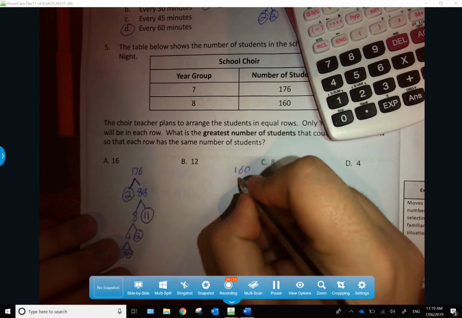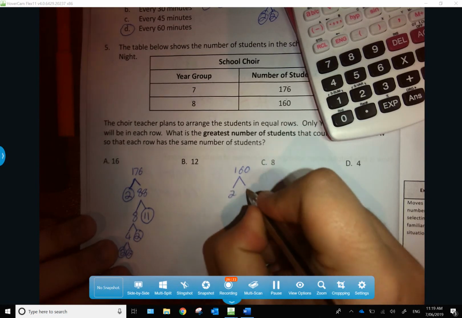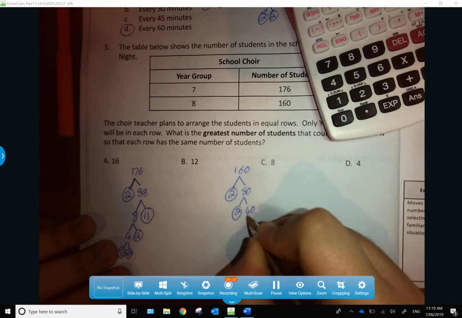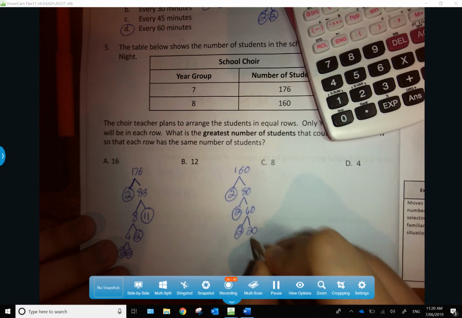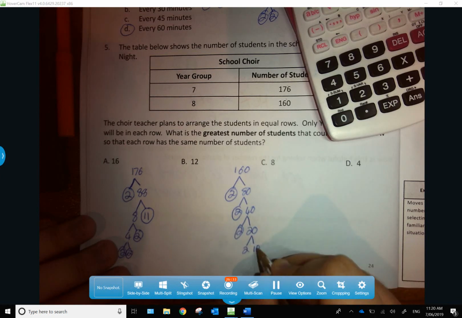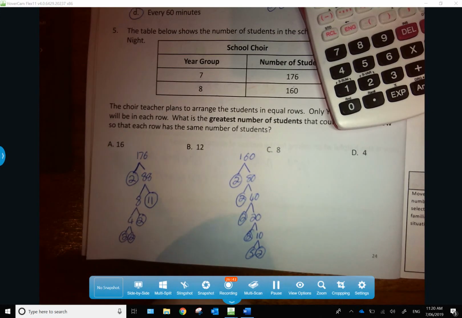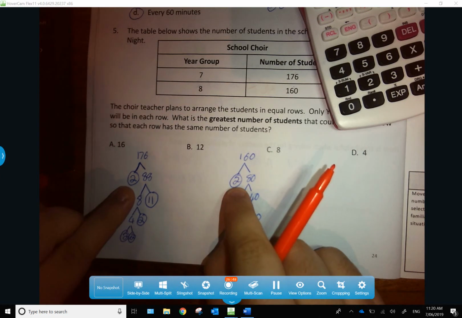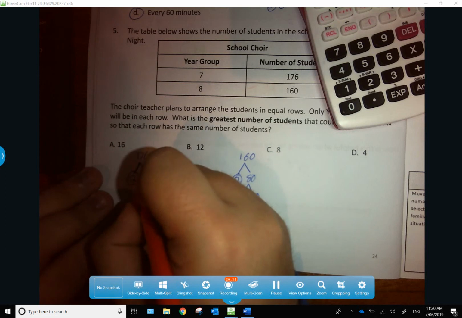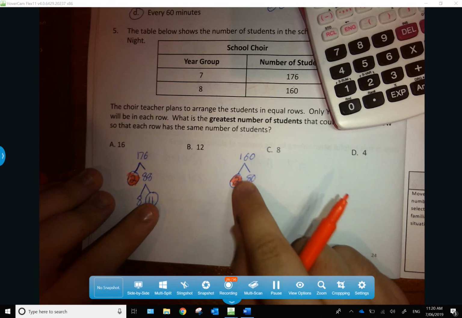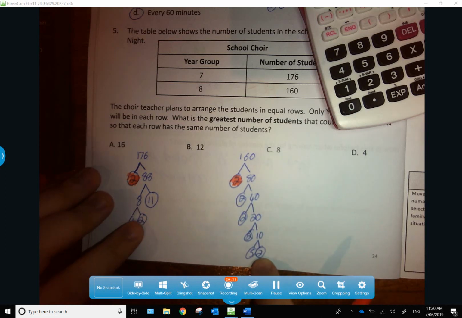Let's do 160. Well, 160 is the same as 2 times 80. And 80 I could break down into 2 times 40. 40 I could break up into 2 times 20. 20 can break down into 2 times 10. 10 can break down into 5 times 2. Okay. Look at this. Now I can find the highest common factor. What did we do next? We highlighted all the common pairs. So look at all the bubbles and try to find the common pairs. Is there an 11 in this other tree? No, there's no 11.